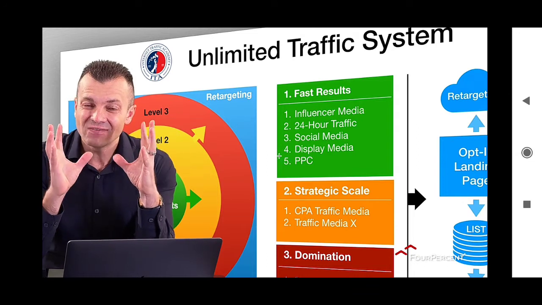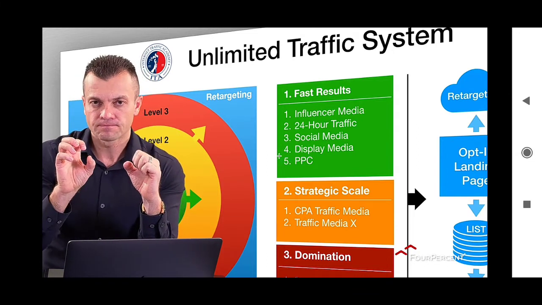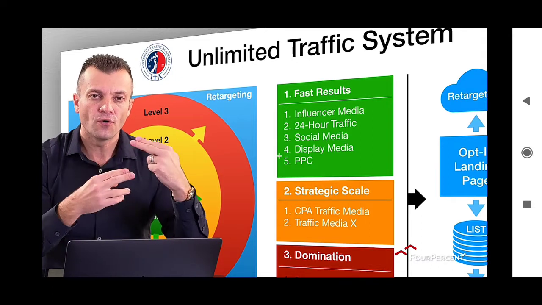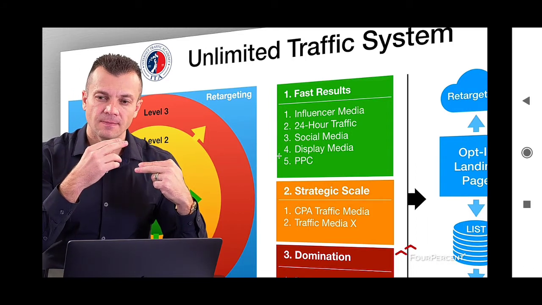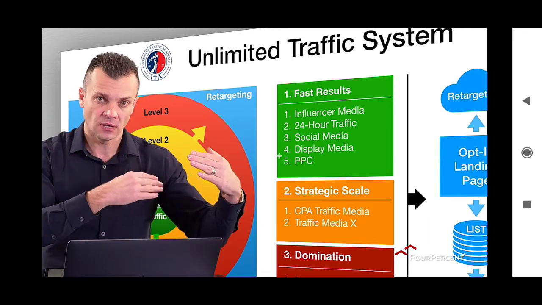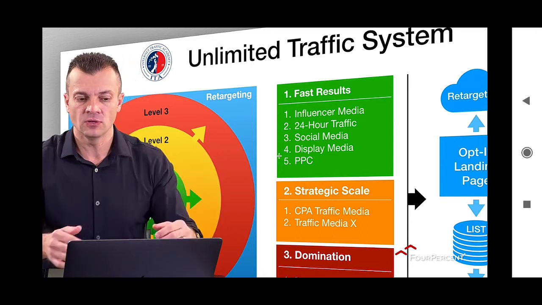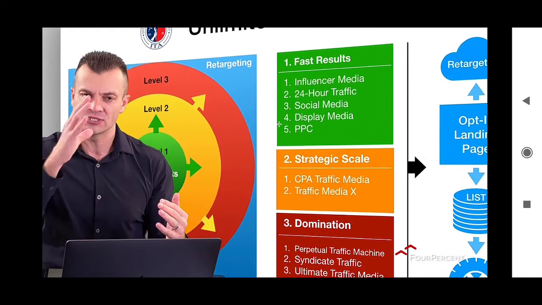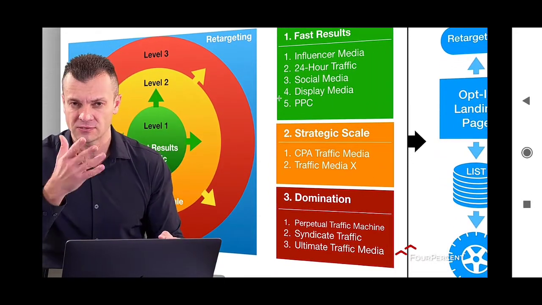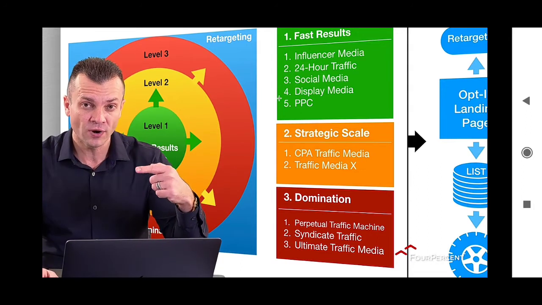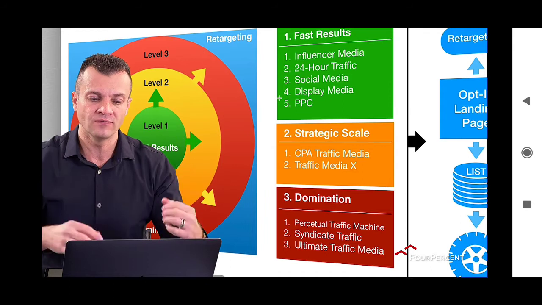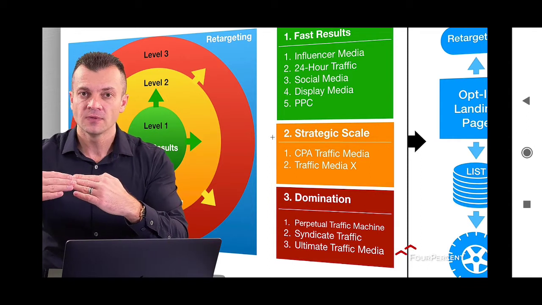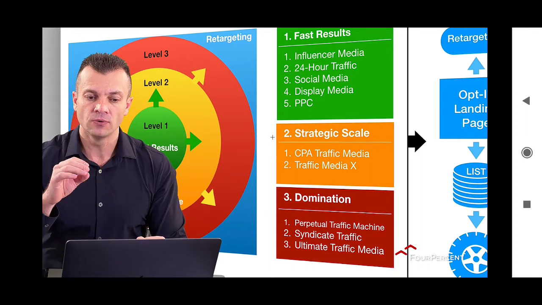If that works, and I'm getting traffic to my landing page, and this audience converts into leads and hopefully sales, even if I'm converting at 1 or 2% before I even start putting them through my traffic machine, which is a long-term vision like we talked about in the last lesson, then I'm going to start scaling. I'm going to go into level 2, which is strategic scale, and we're not going to completely restart everything from the beginning. I'm going to start with just one. So let's say I start with influencer media.